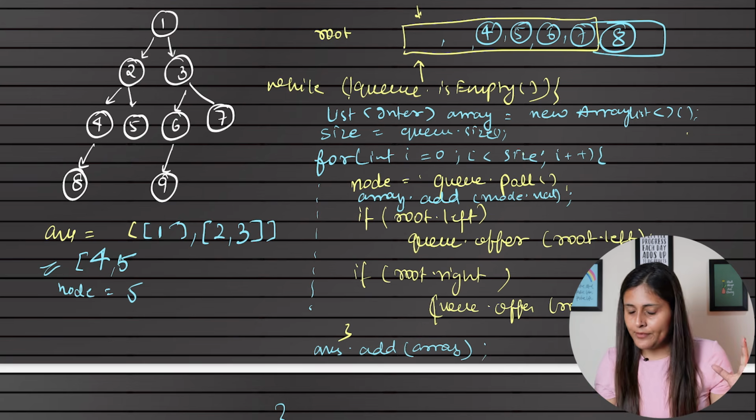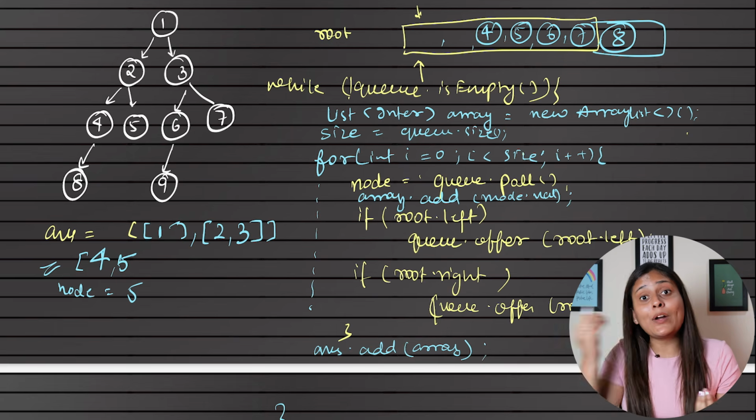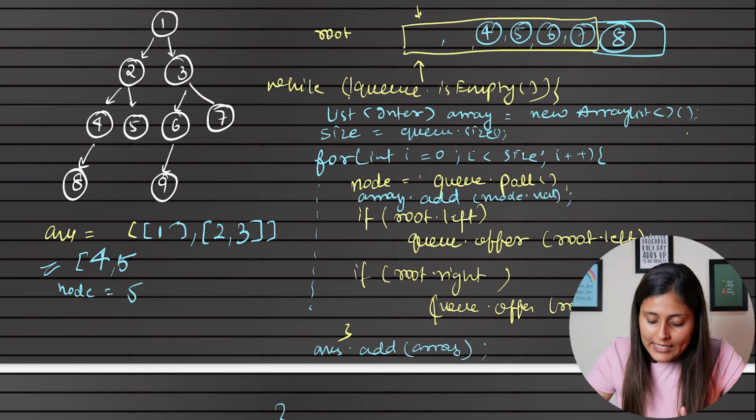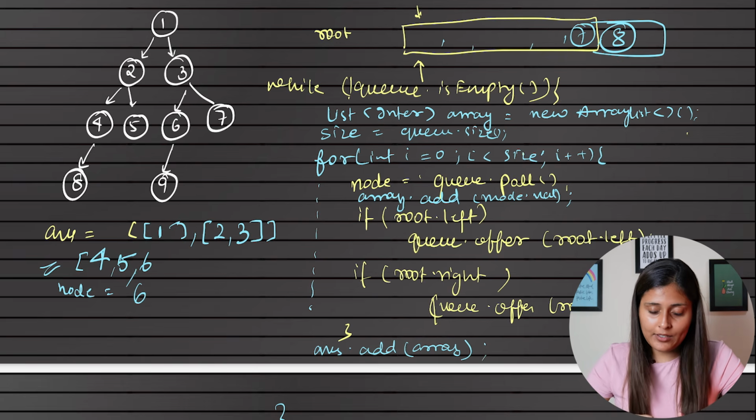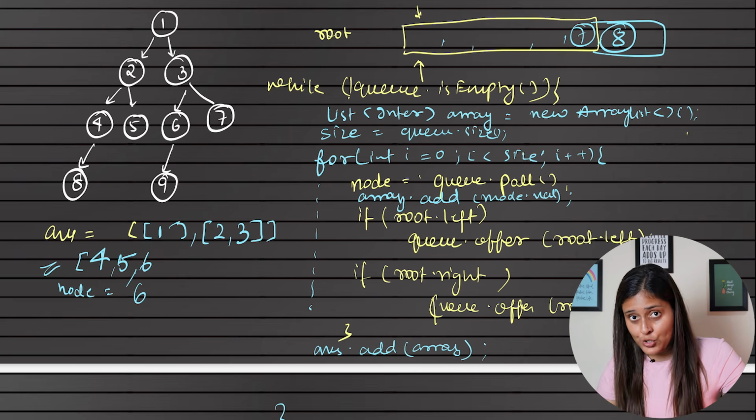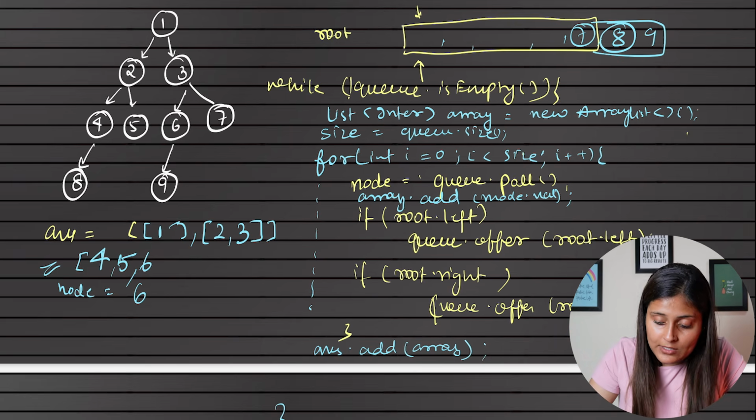Now does 5 have children? No, it does not have. So for 5 we will not insert any children in our queue. Next time 6 will get popped out. So 4 popped, 5 popped and 6 popped. Now again for 6 we'll add it here in the list. Now for 6 do we have children? Yes. So 9 will get inserted.